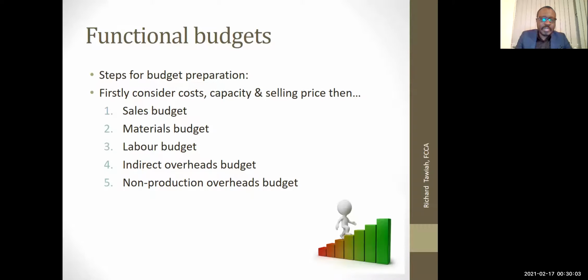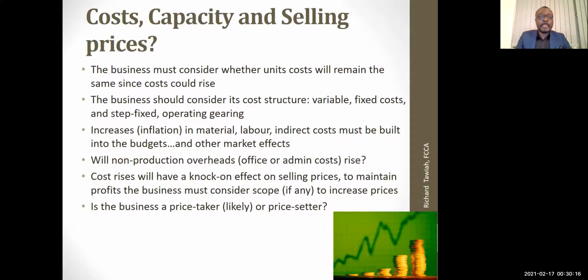So now let's take these steps in preparing these budgets. First, we're looking at the cost, capacity, and selling price for all of these. We'll go into this very briefly, but before then, let's jump into one or two things. One of two considerations we need to look at before setting budgets is the cost, capacity, and selling price. Simply, we need to weigh the cost to be sure whether costs will remain the same, fixed over the coming period, or will change. Also, what is the cost structure? Are they fixed, variable, semi-fixed, step fixed, or semi-variable?